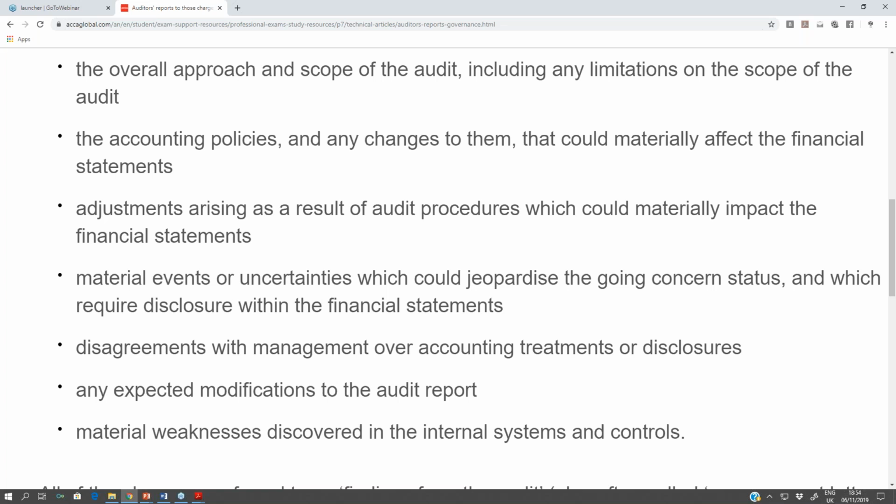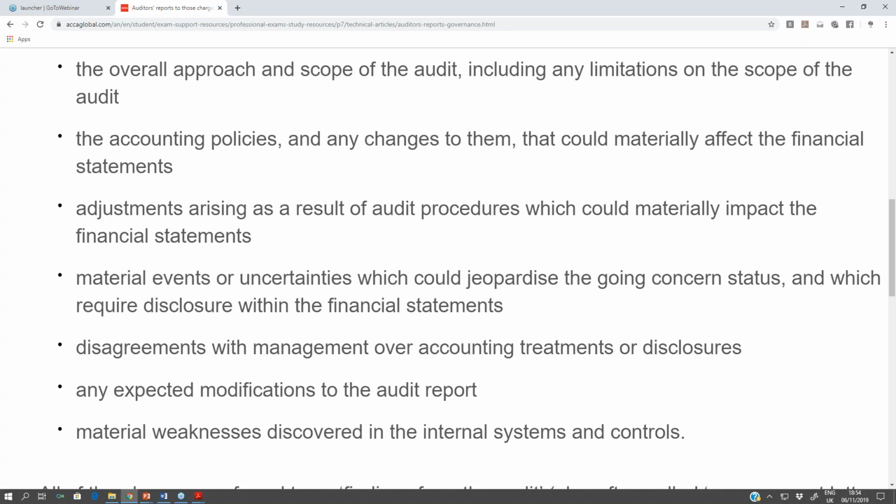Number three, adjustments arising as a result of audit procedures. If you want to pass any adjustments, the debits and credits, you will be telling the adjustments to the management. Number four, material events or uncertainties which could jeopardize the going concern status. If there are any going concern issues, you will also be communicating them through this letter.